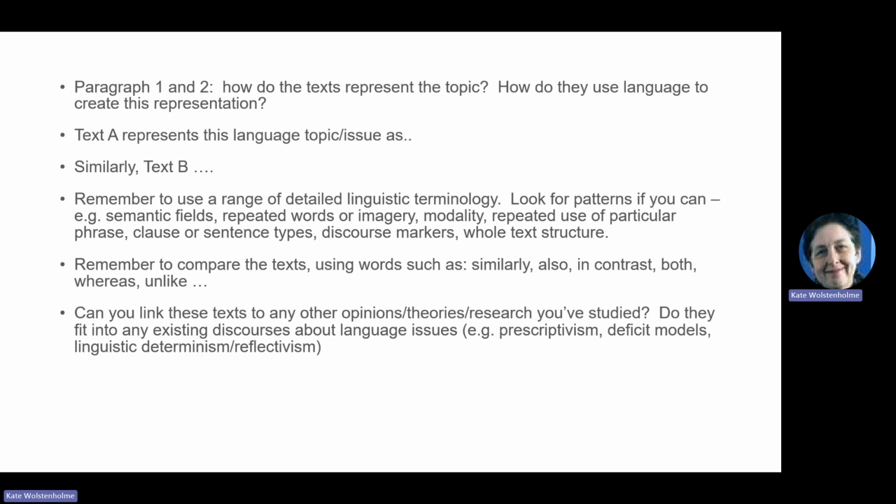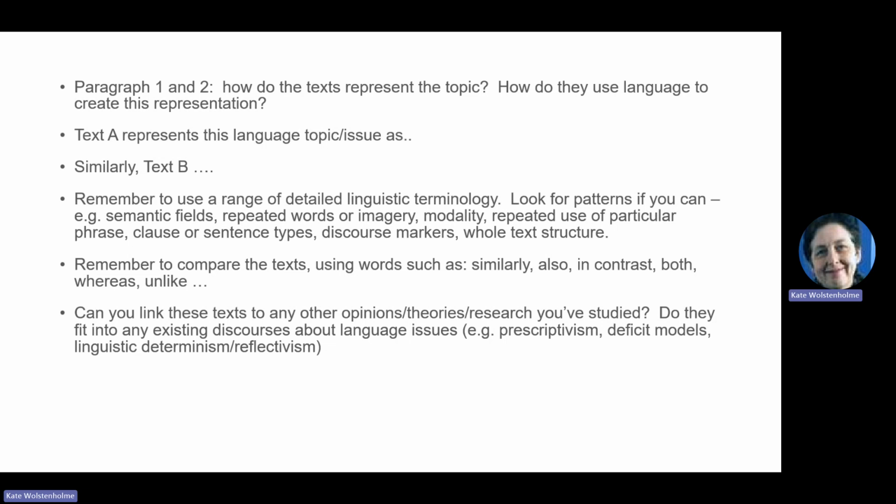Dealing with both texts, how do they represent the topic? Okay, and how do they use language to create that representation? Using your comparative language like similarly or text B also or whatever. You're writing TEA sentences here. Okay, so detailed terminology, analysis, which compares the texts using those comparison words that are on the slide.